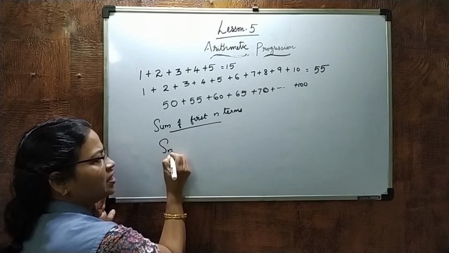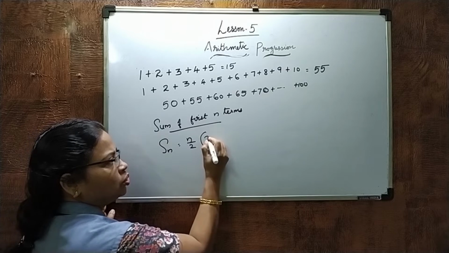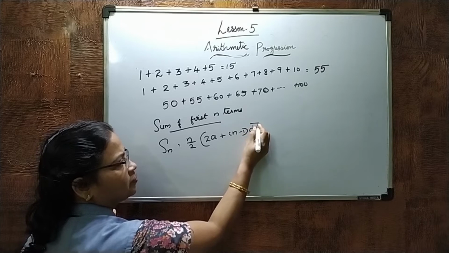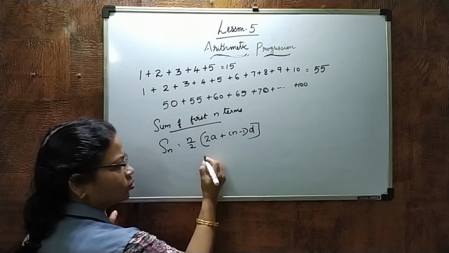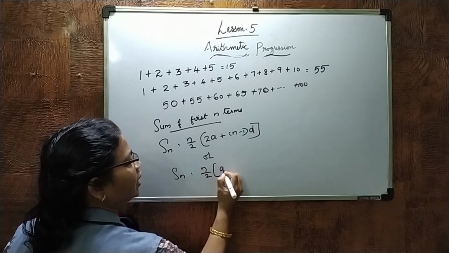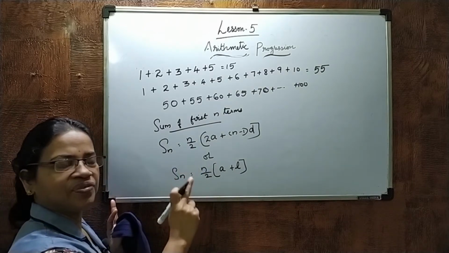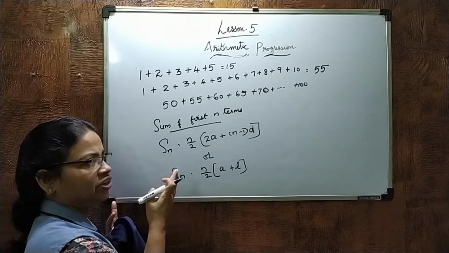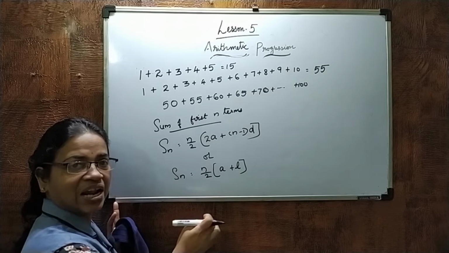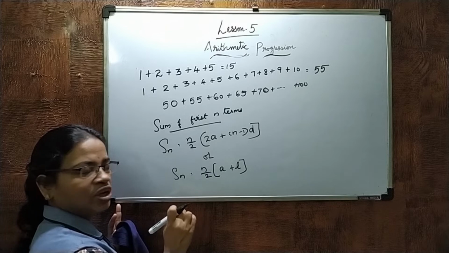Sn is equal to n by 2 into 2a plus n minus 1 into d. Or Sn is equal to n by 2 into a plus l. Each and every alphabet you know, right? a is the first term, d is the common difference, and l is the last term. Instead of l, you can also write an. Both are the same.